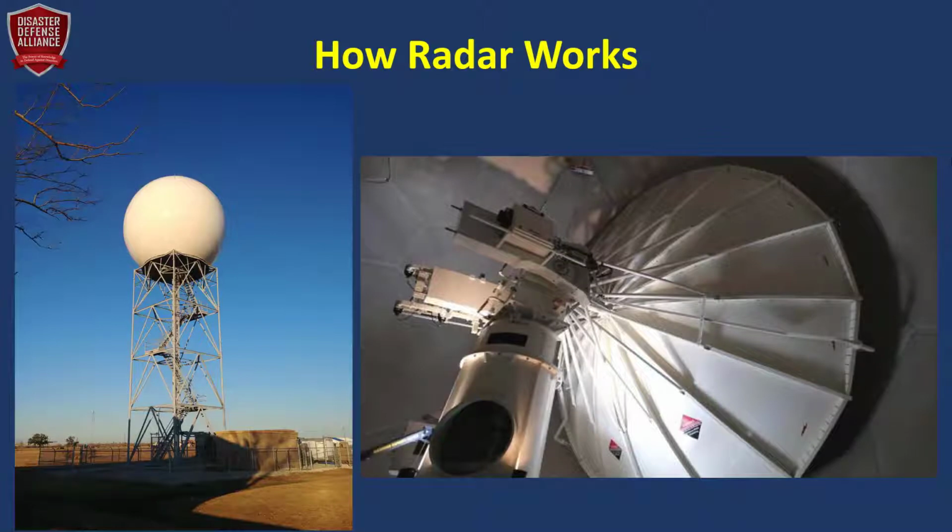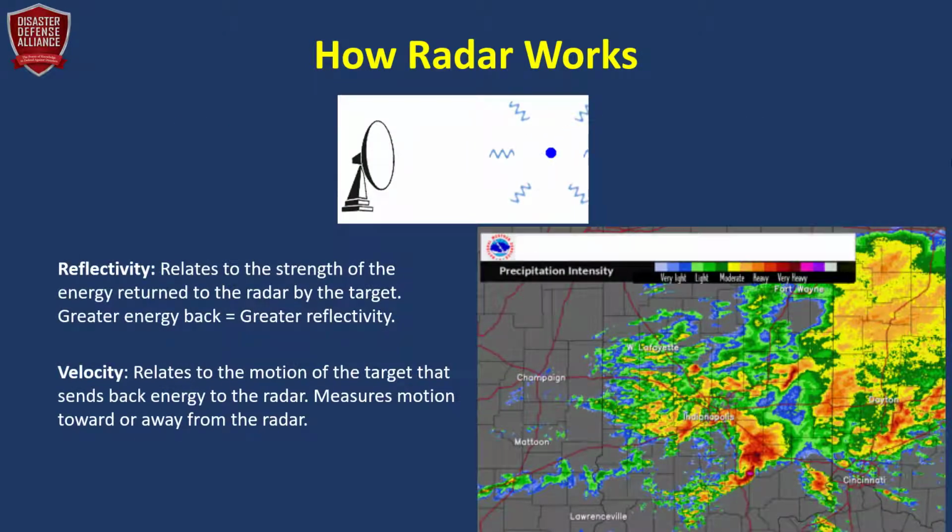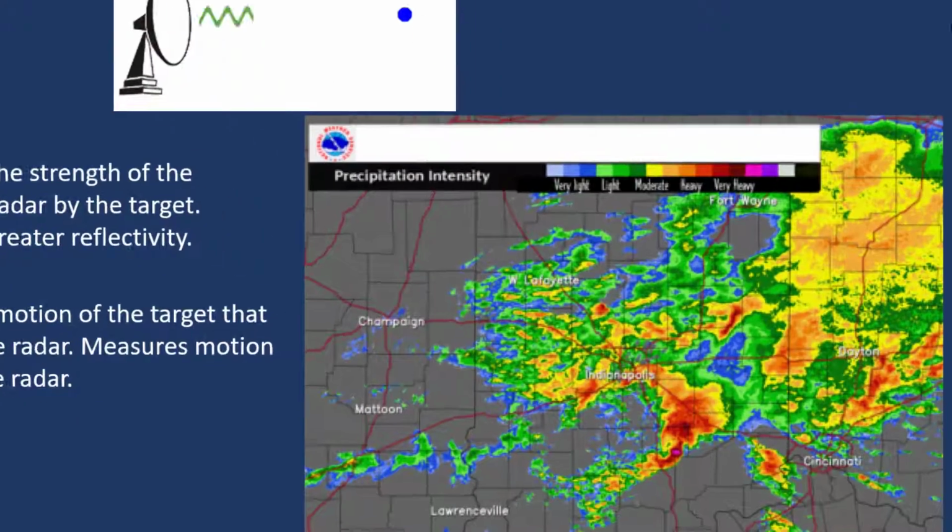Doppler radar consists of a transmitter that rotates within the radar dome. The transmitter transmits a pulse of energy as it rotates around, and then listens for any of that energy to be scattered back to the radar by distant targets. That small amount of energy is what leads to our radar products. The two key types of products are reflectivity and velocity. Reflectivity relates to the strength of the energy returned to the radar by the target. Greater energy back relates to greater reflectivity, and that greater energy tends to come from larger or more numerous targets.